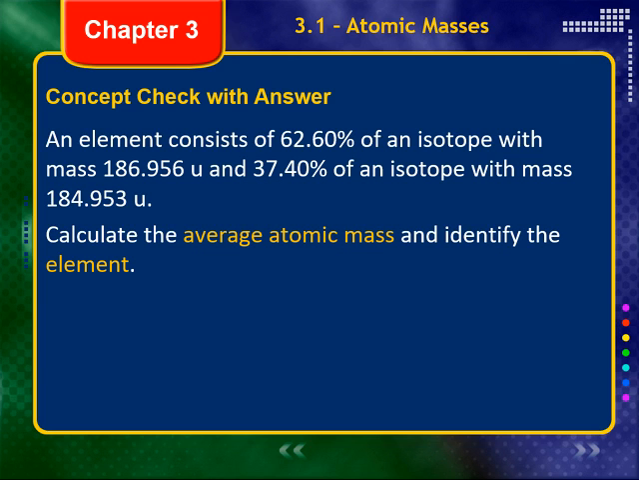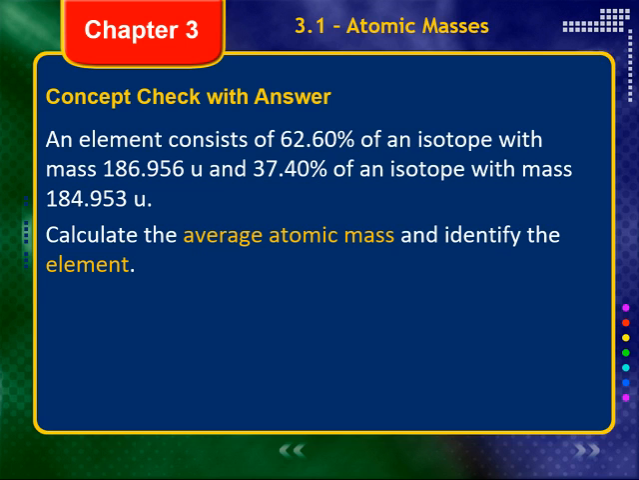Here's a concept check. I'll give you the answer. Please press pause so you can attempt this yourself before you check out the answer. An element consists of 62.60% of an isotope with a mass of 186.956 AMU and 37.40% of an isotope with a mass of 184.953 AMU. Calculate the average atomic mass and identify that element.